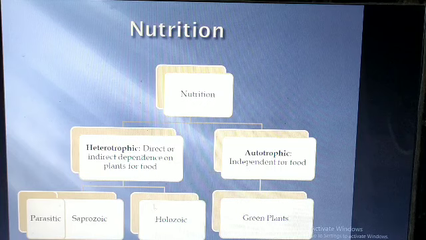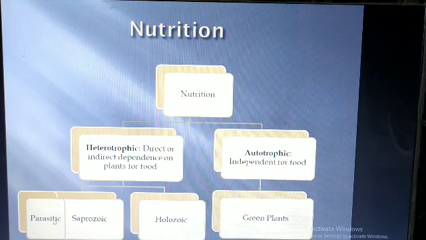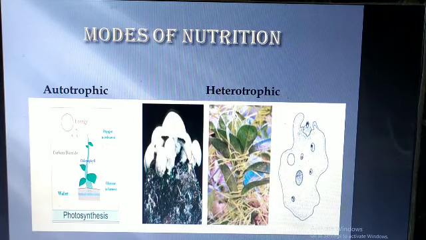So if they take solid food, the nutrition is called holozoic. And if they take liquid food from the dead or decayed, they are called saprozoic. If they take liquid food from a living organism, the kind of nutrition is called parasitic. Well, then you can see the pictorial presentation in this. In the pictorial presentation, you can see the examples of this.